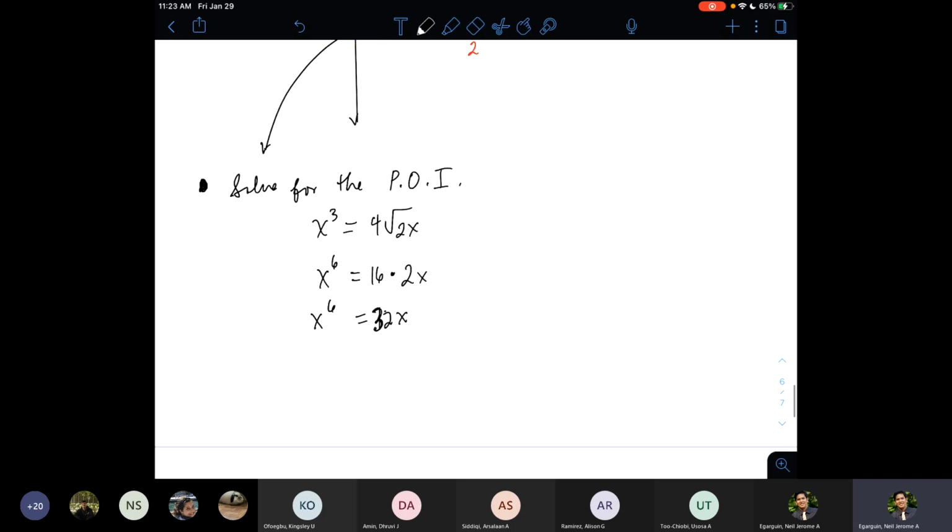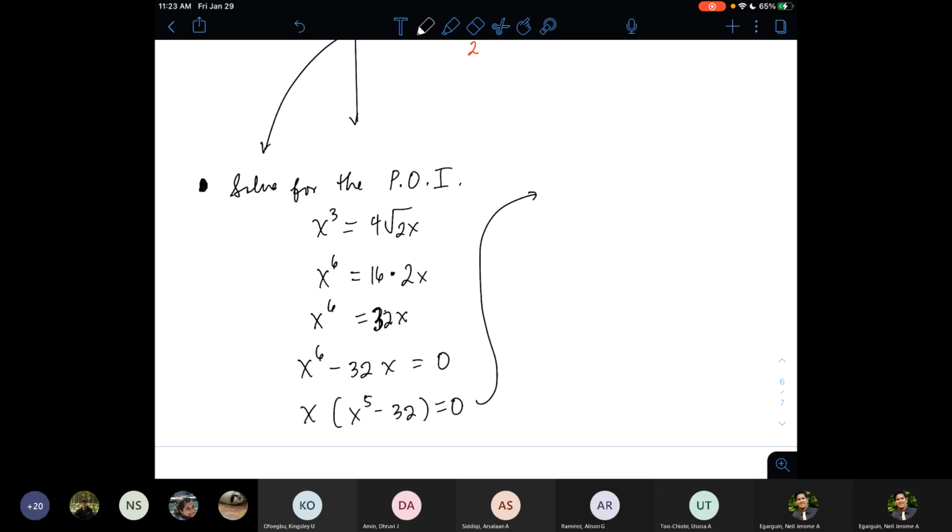And then we can collect all terms to one side. So we'll have this and then factor. I'll have x times x to the 5th minus 32 equals 0. And then that means x equals 0 or x to the 5th minus 32 equals 0. Okay. And then that means x to the 5th equals 32. Take the 5th root of both sides, which will give us x equals 2.